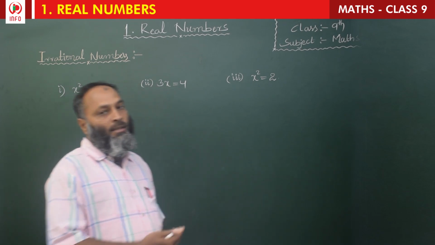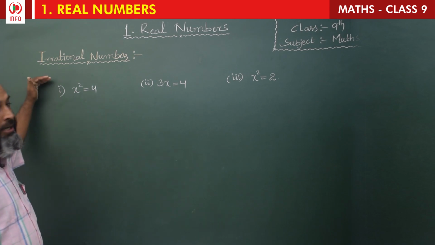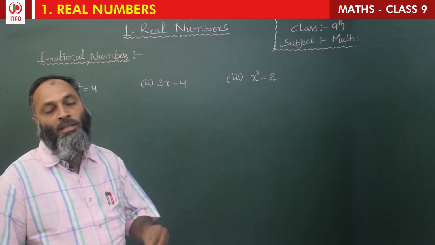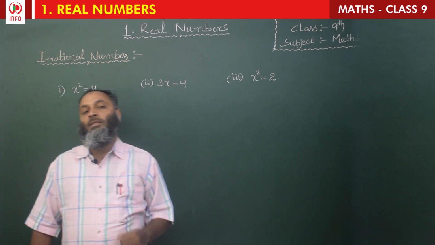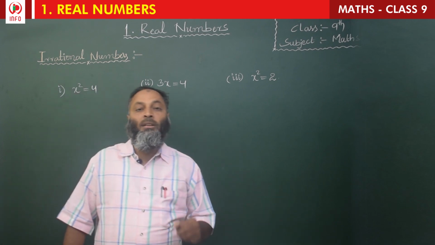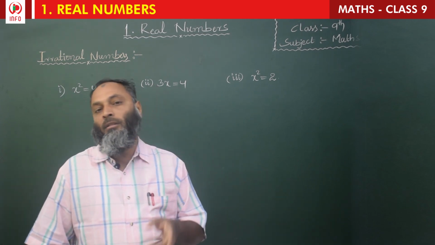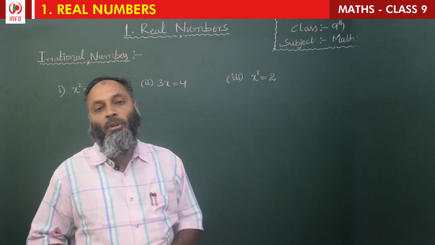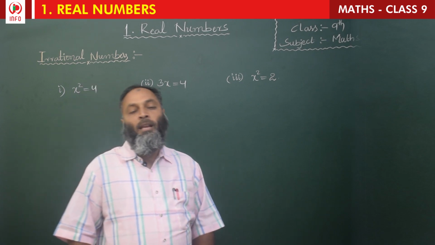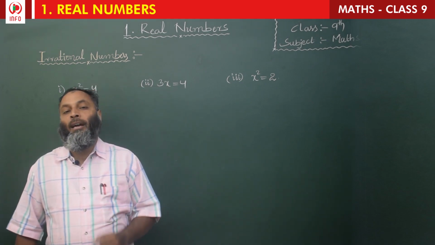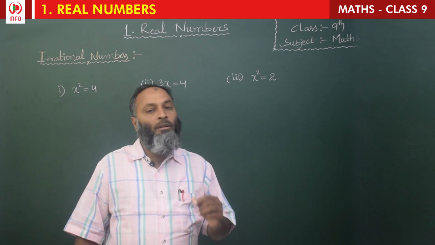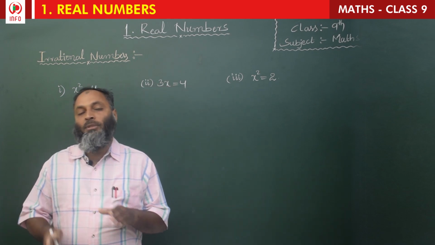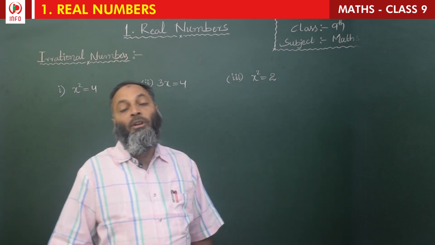Now, the next concept we are going to discuss is irrational numbers. What are irrational numbers? What type of numbers are irrational numbers? Irrational numbers are decimals which are neither terminating nor repeating non-terminating. And also the numbers which do not have perfect square root values, cube root values, fourth root values, fifth root values, all this type of numbers come under the irrational numbers category.